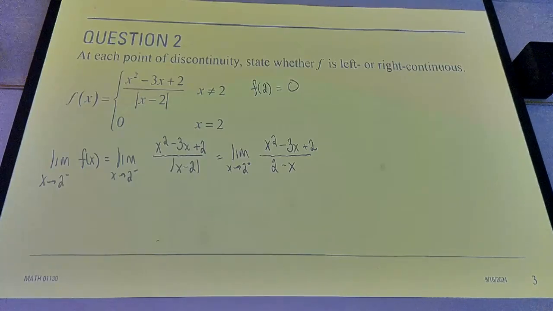What happens if you plug in 2? You get something over 0. What over 0? It's indeterminate. How do we evaluate it? Remember, indeterminate does not necessarily mean does not exist.